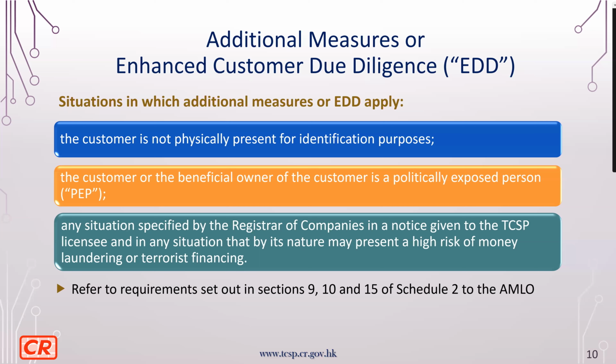For example, establishing business relationships and conducting transactions with persons from jurisdictions in which FATF has requested the imposition of more stringent or enhanced measures. In these situations, licensees must take additional measures or enhance due diligence in order to mitigate the high risk brought by these circumstances. For the requirements, you may refer to sections 9, 10, and 15 of Schedule 2 to the MLO.